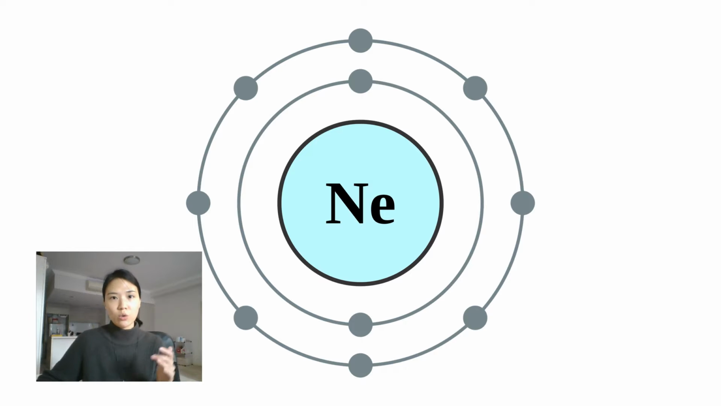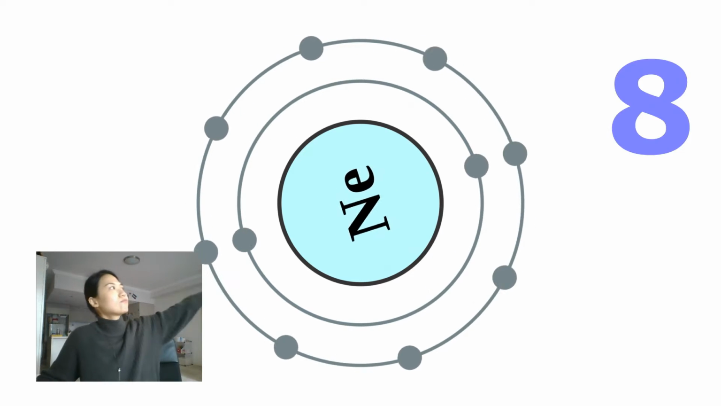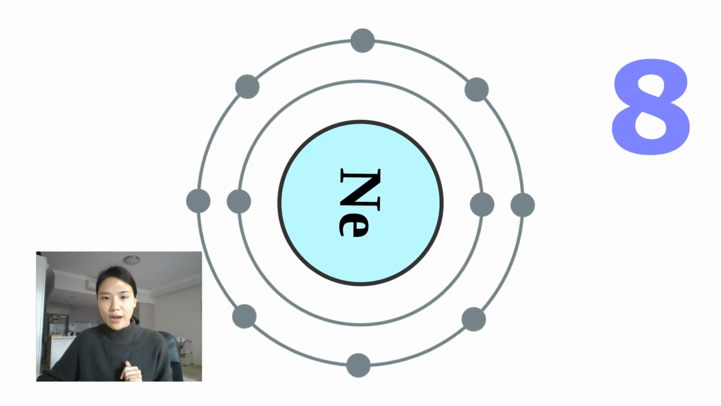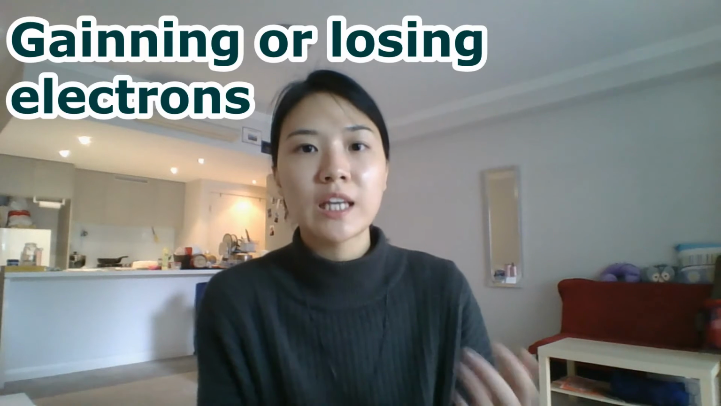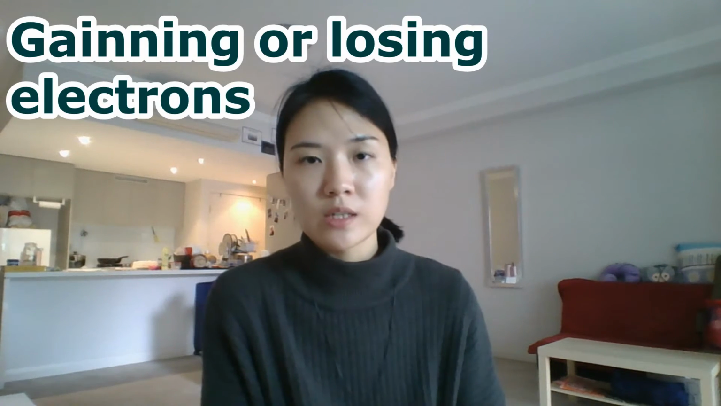Then you need to know that all atoms have a goal to achieve. That is, to get 8 electrons in the outermost shell. There is an exception to hydrogen and helium atoms because their full electron shell is 2 electrons. But all other elements would like to achieve 8 electrons in the outermost shell, and they can do so by either gaining or losing electrons, depending on which one is easier for them.